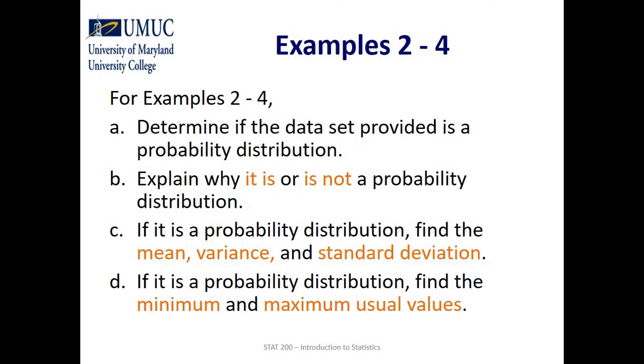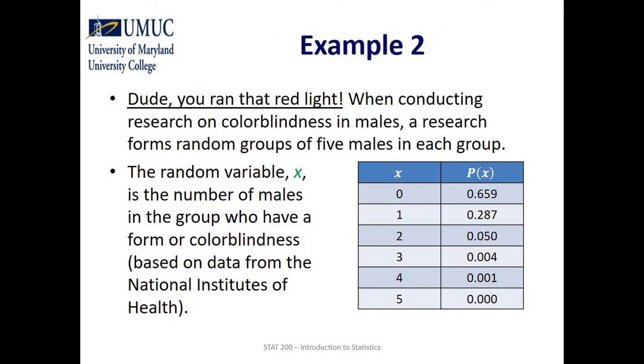Okay, now we're going to look at 3 examples. Actually, I'll do example 2 and 3, and then I'm going to let you do example 4 on your own. For these examples, first we're going to determine if the data set is a probability distribution. Then we'll explain why it is or is not. And if it is, we're going to find the mean, the variance, and the standard deviation. We'll also find the minimum and maximum usual values. So the first example here.